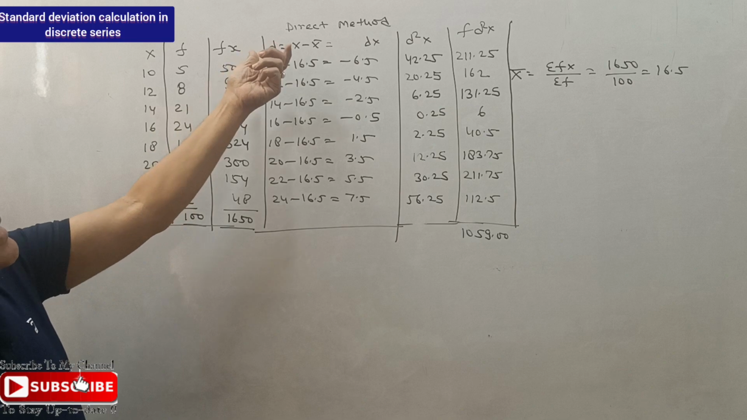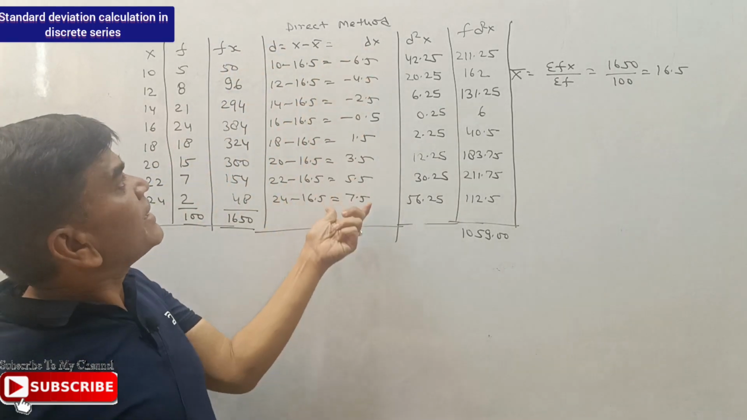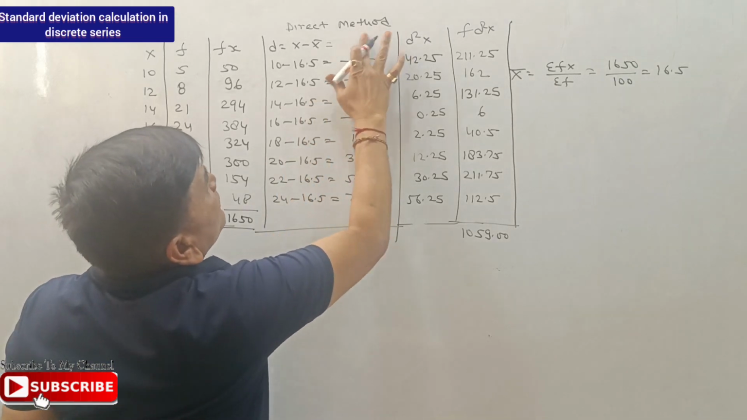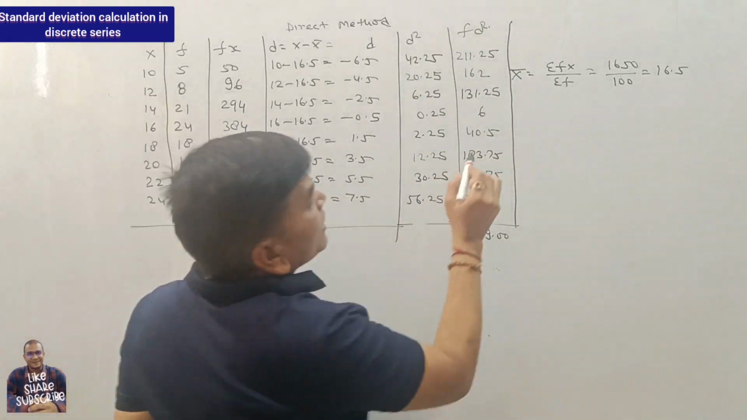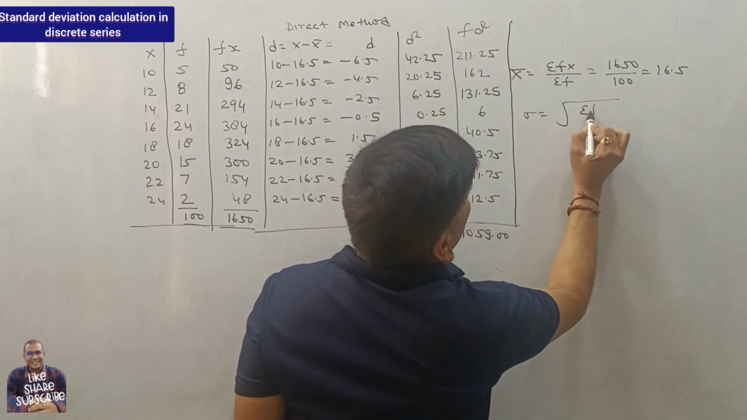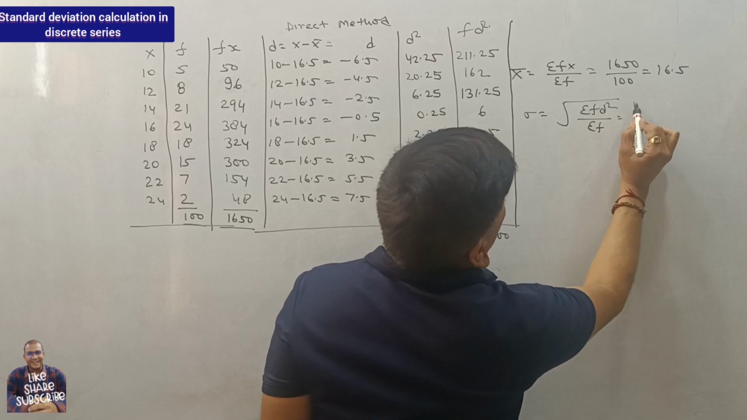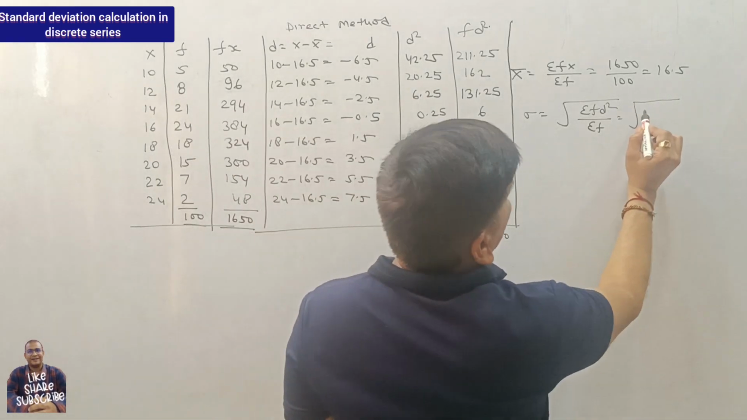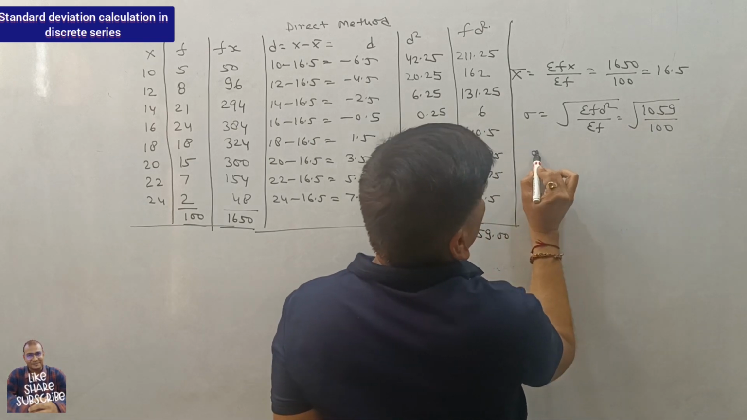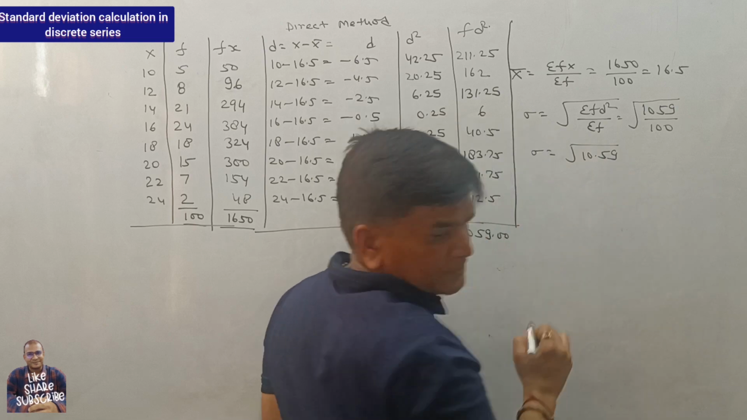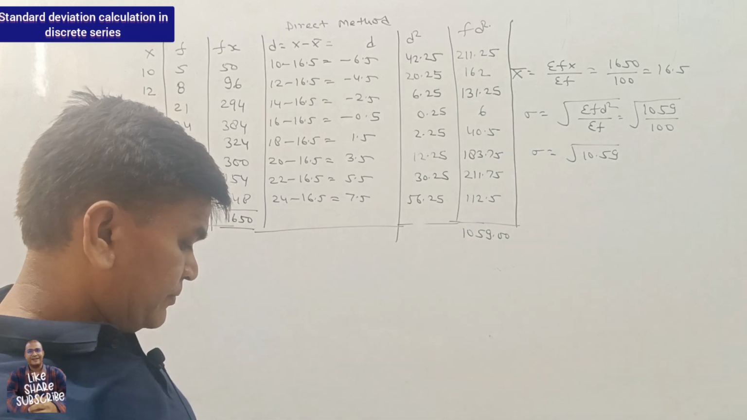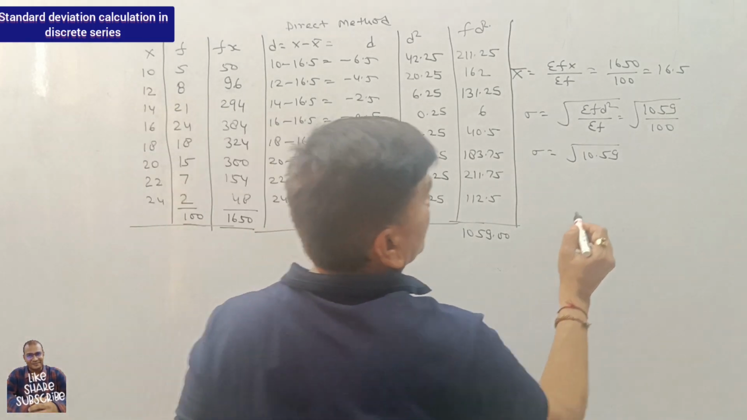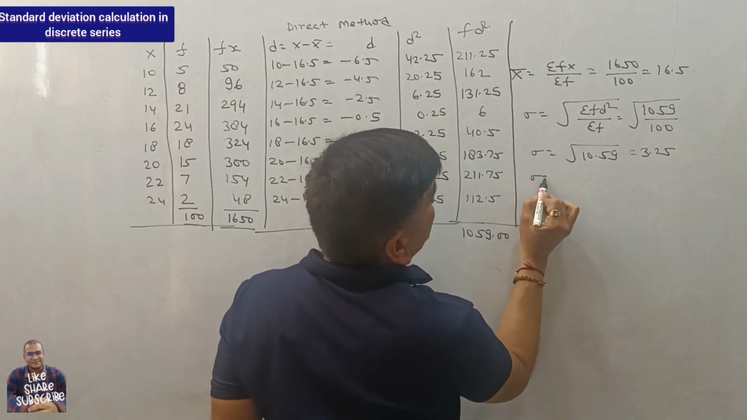First, we took the deviation from the real arithmetic mean, getting d, d square and f d square. The formula for standard deviation is the square root of sigma f d square divided by sigma f. So 1059 divided by 100 is 10.59. Taking the square root of 10.59, we get 3.25. So the value of standard deviation is 3.25.